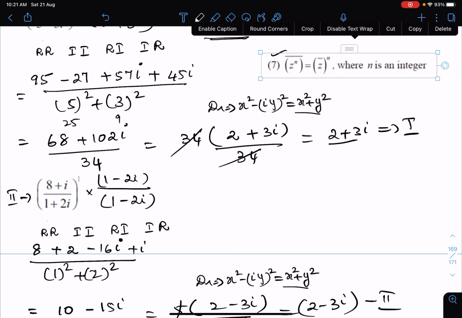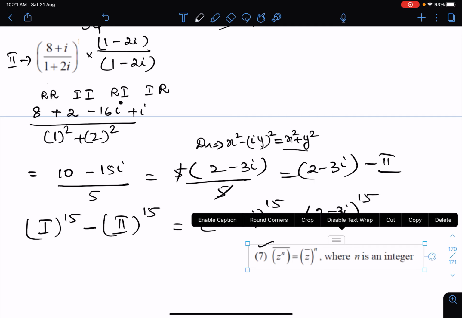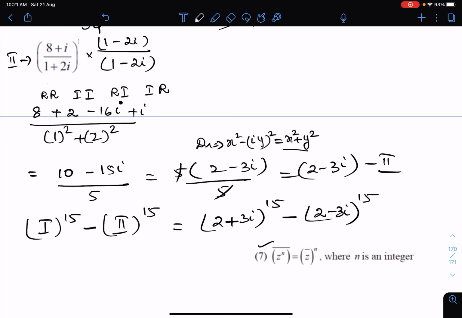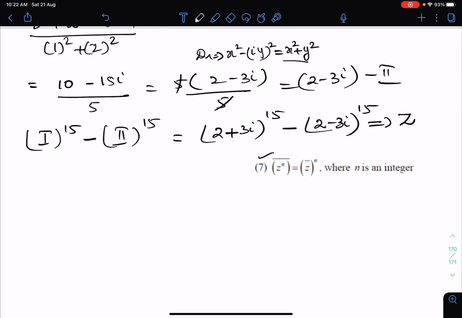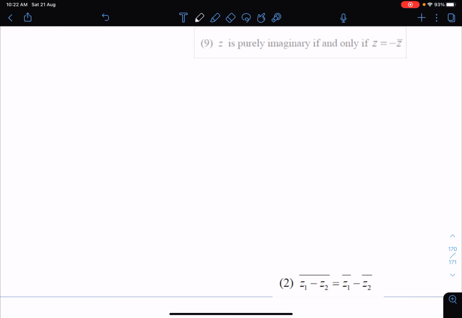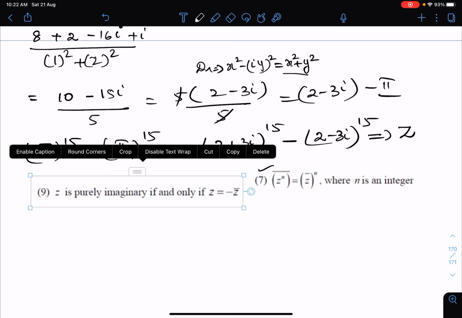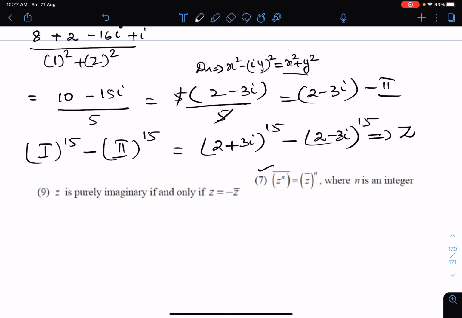Z power n. What we are going to prove is that this is going to be our Z. If it is purely imaginary, what do you have to do? I have copied that rule here. So you have to prove this: if Z is purely imaginary, then Z equals minus Z bar. So this is our Z.